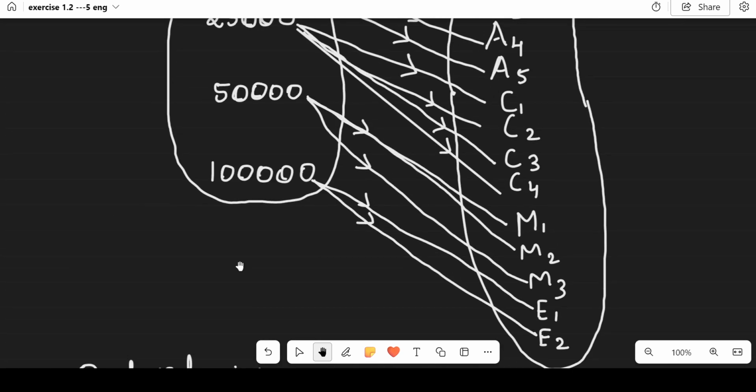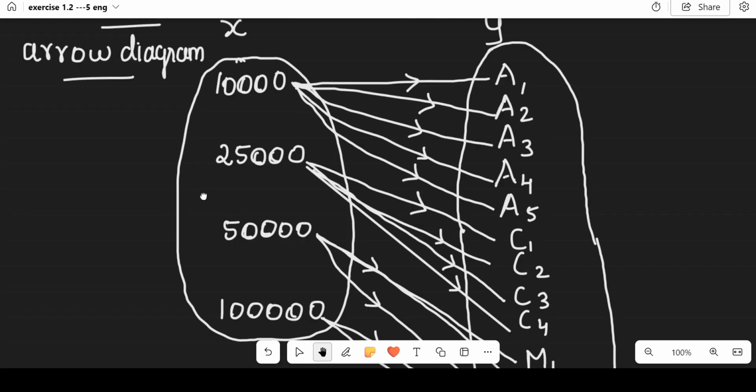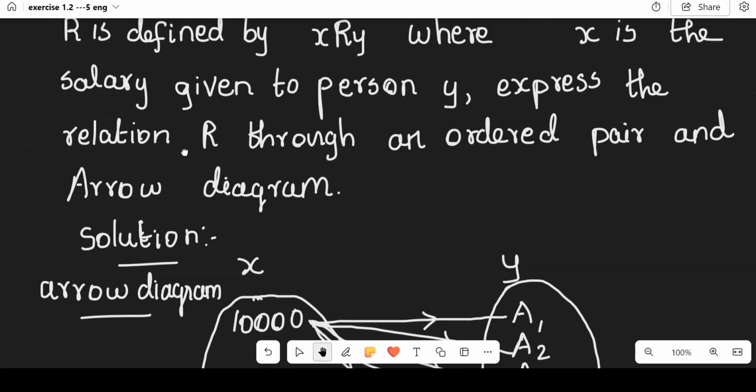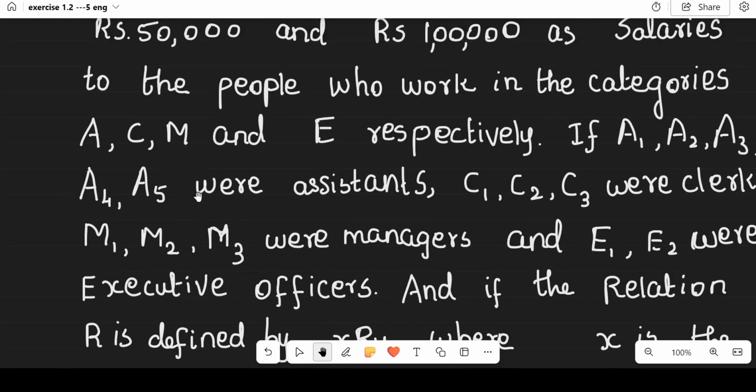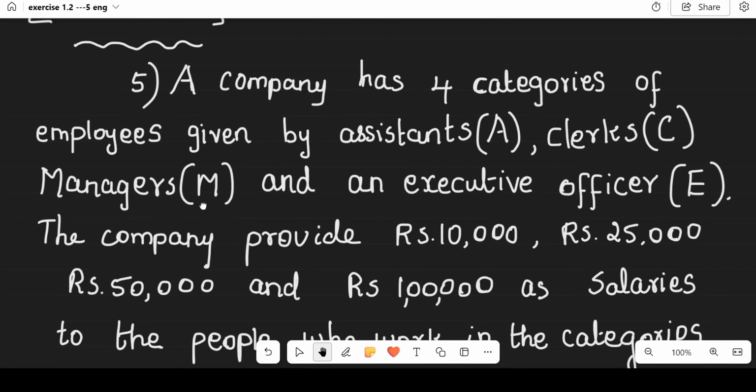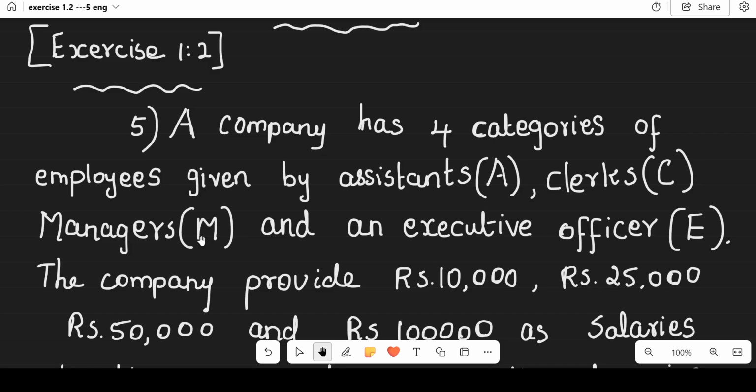This is all about the solution of the fifth problem in exercise number 1.2. We can see another example in the next video.